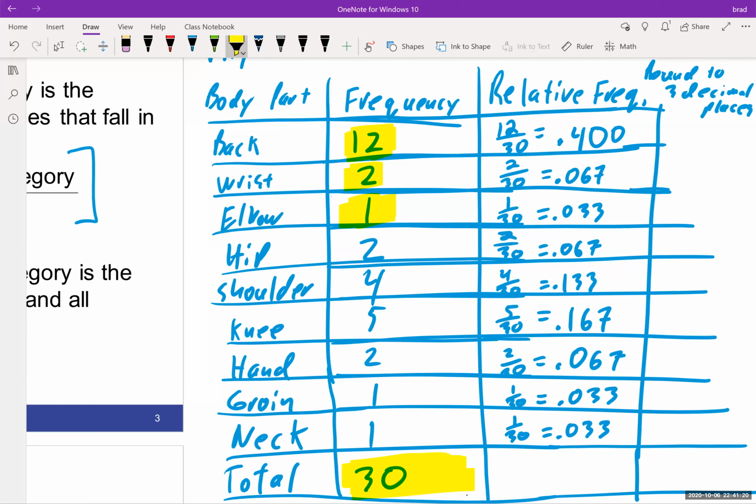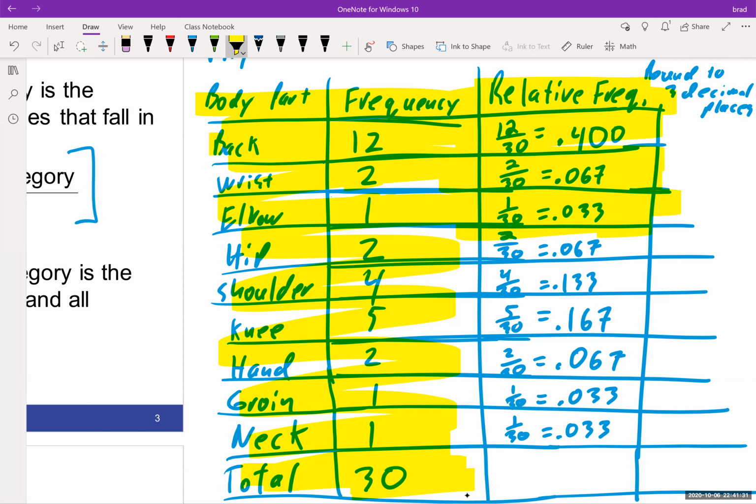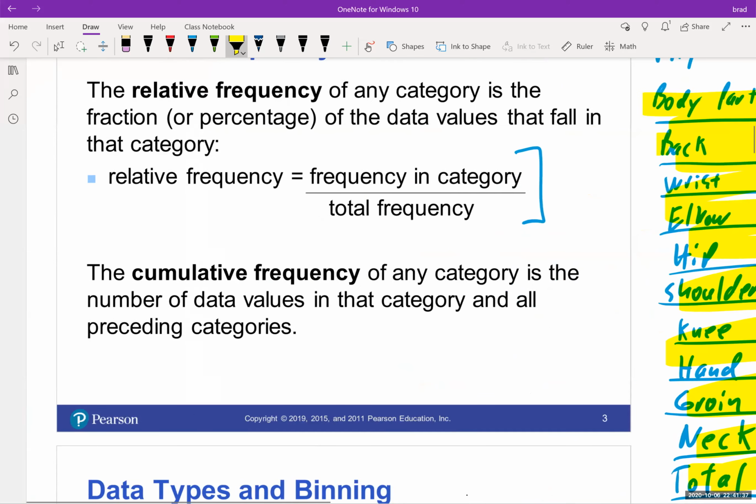So if they ask me for a frequency table, I would give them this. This is my frequency table. But what if they said, I need a relative frequency table? Then I have to add this other section over here. That's what makes it a relative frequency table. So hopefully that makes sense.